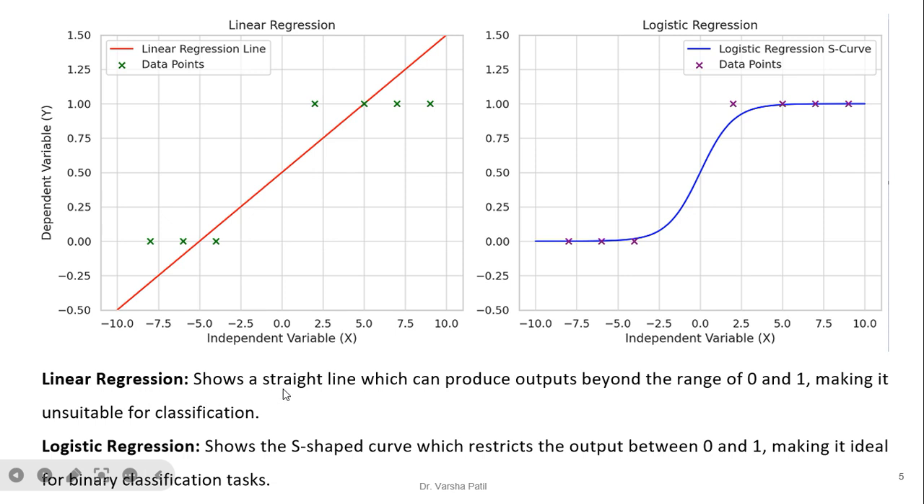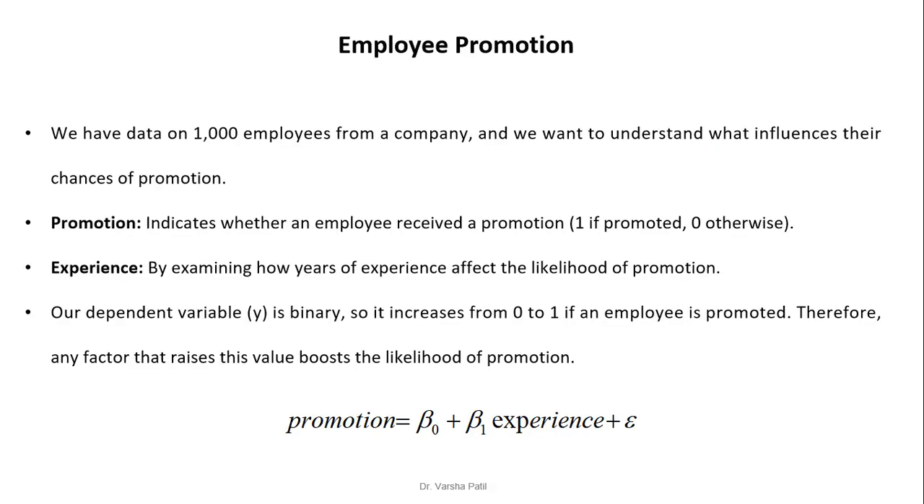Linear regression shows a straight line which can produce output beyond the range of 0 and 1, making it unsuitable for classification. We can see that the range is going beyond 0 and 1. Logistic regression shows an S-shaped curve which restricts the output between 0 and 1, making it ideal for binary classification tasks. Now we will see a simple example of employee promotion.